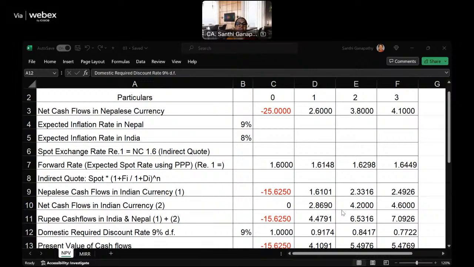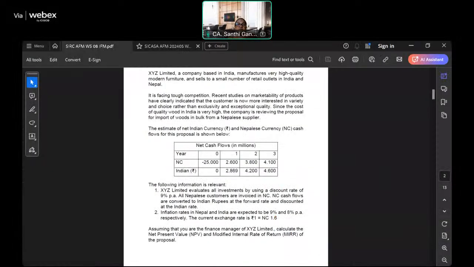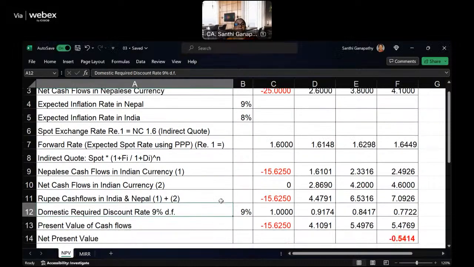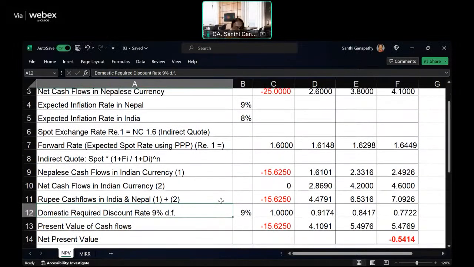Risk adjusted discount rate is given as 9%. Use that for discounting, get the answer. So we have the present value of cash flows. From that, we can find net present value.